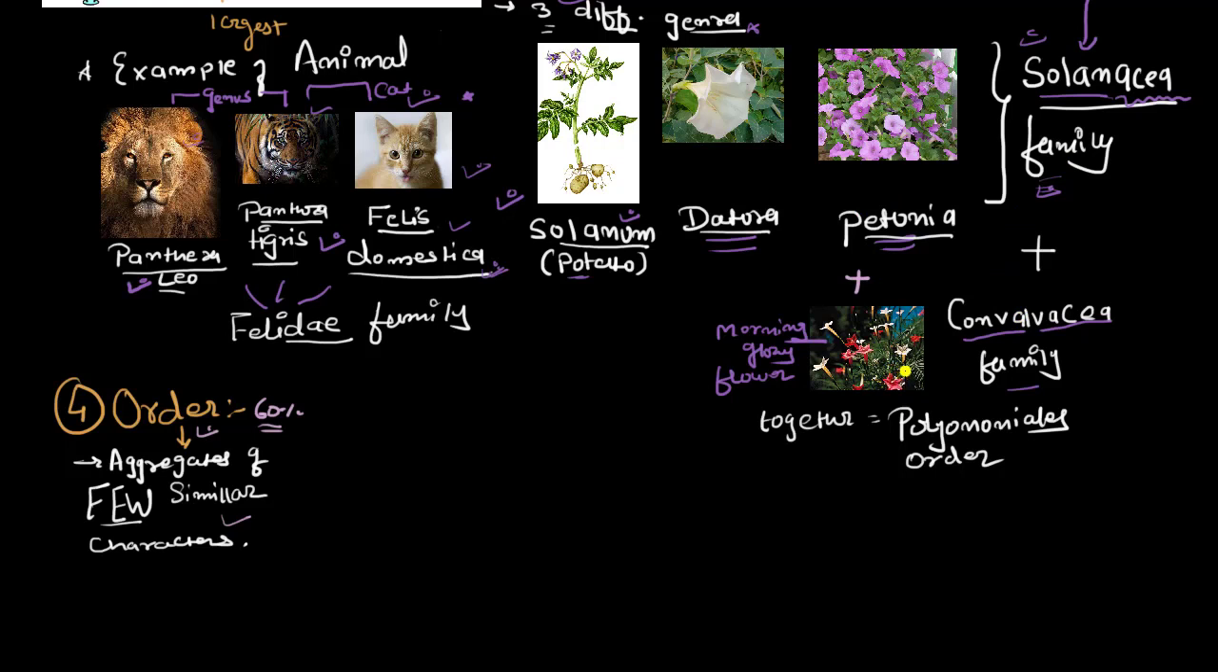Like you can see, even the flowers are kind of similar. So all of these have some similarities, though not very many. Remember this. Because they have some similarities, you can put both these families into one order together. That order is called Polemoniales. So this is how order is going to be.